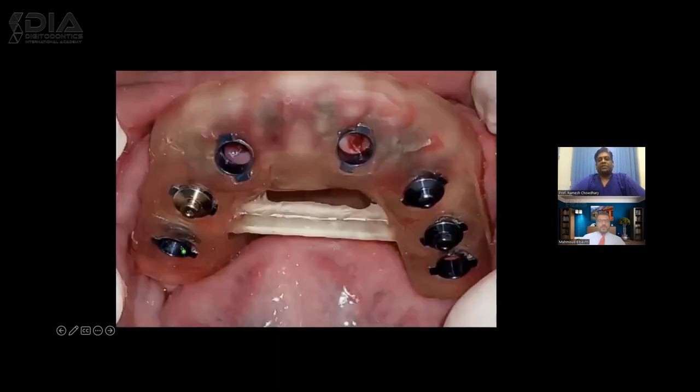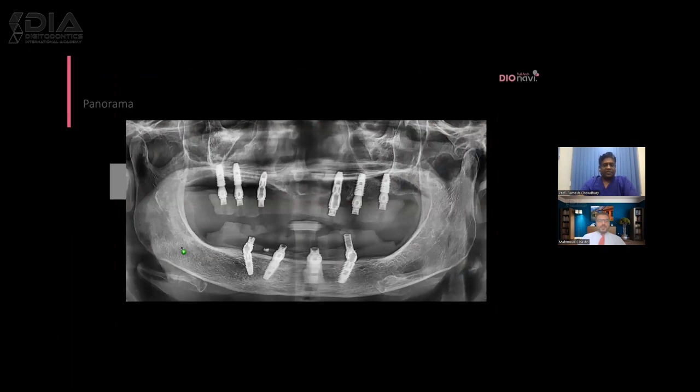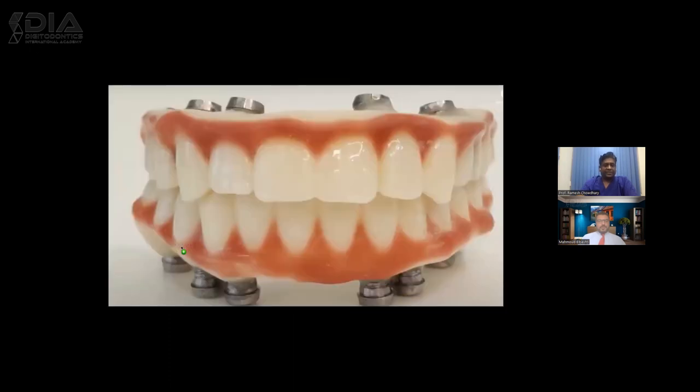Then the guide was printed based on the data with the virtual planning, and the guide was seated in situ, and of course a guided procedure was done. When the guide came from the laboratory, even the temporary restoration was sent, because it was restoratively planned earlier, before the surgery was planned. The radiograph shows the positions of the implants placed and the temporary seated. This is the temporary which came with the guide.